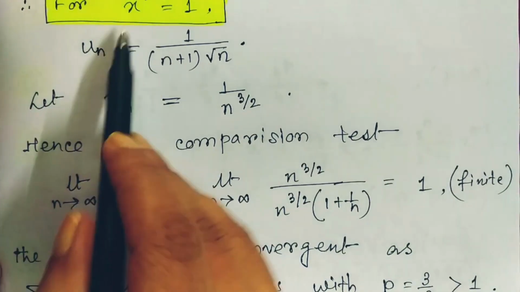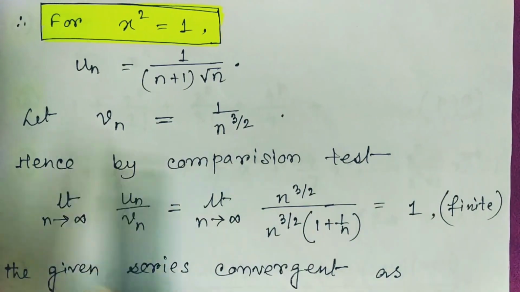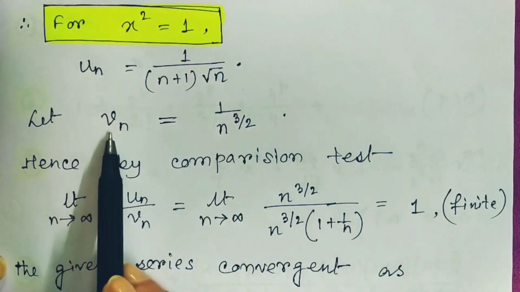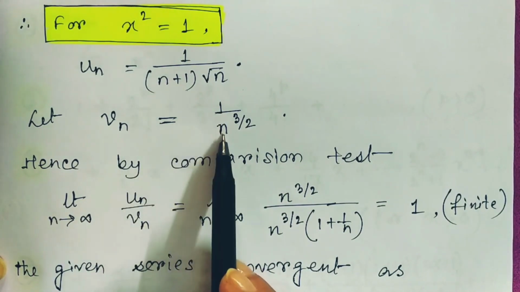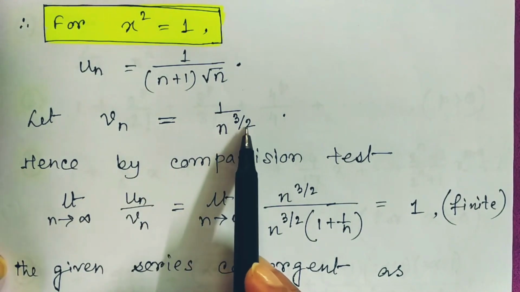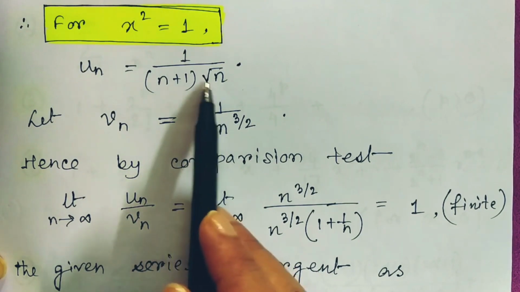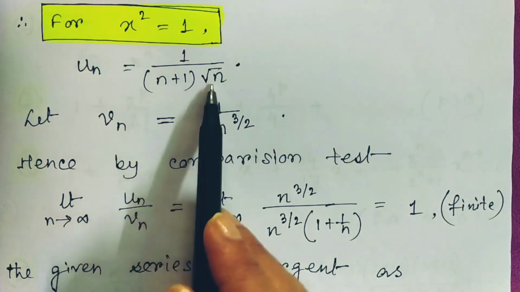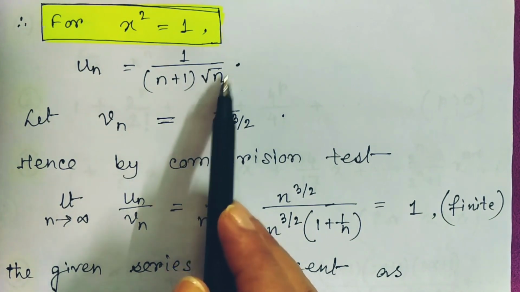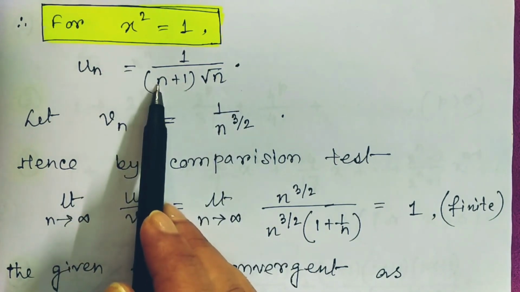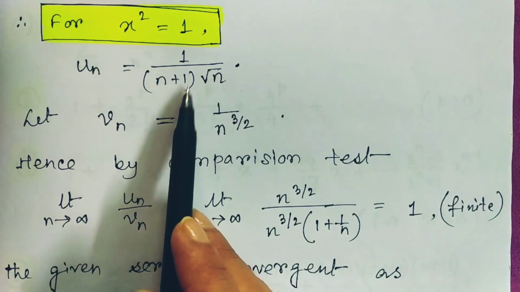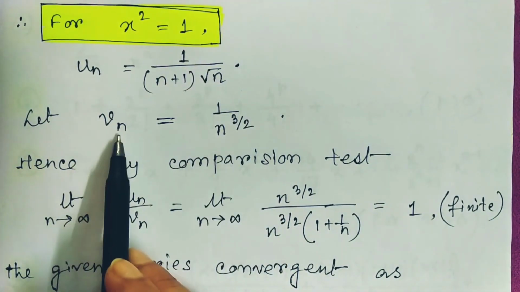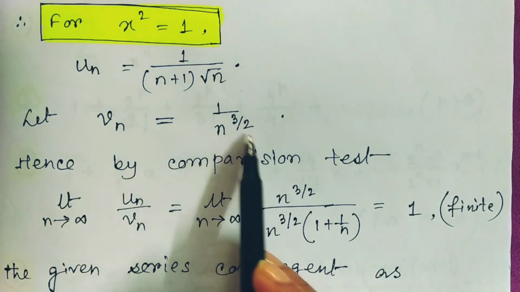So if x square is equal to 1, at that time your u_n becomes 1 divided by (n plus 1) root n. And let v_n be equal to 1 by n to the power 3 by 2. That is because we just concentrate on the complete power of n here. So here the denominator has the power: n's root over of n means half, and here n means 1. So 1 plus half means 3 by 2. And this power is 0. So the difference is 3 by 2. That's why we consider v_n equal to 1 upon n to the power 3 by 2.